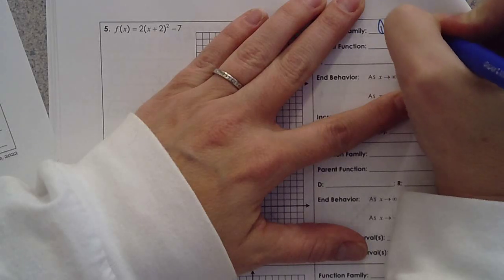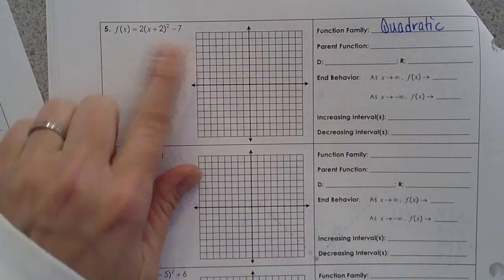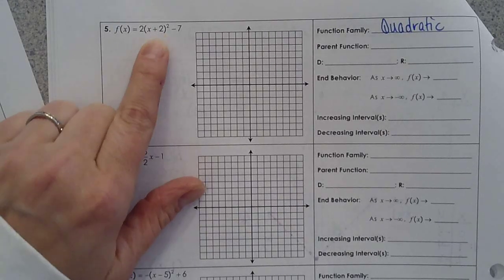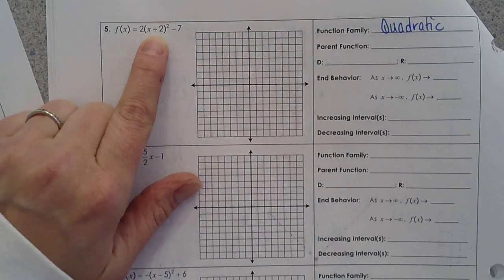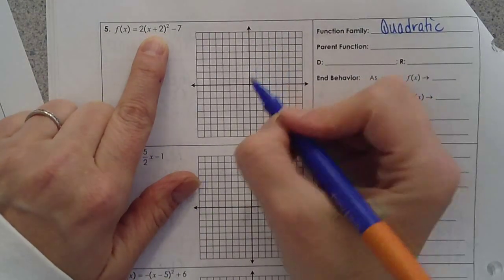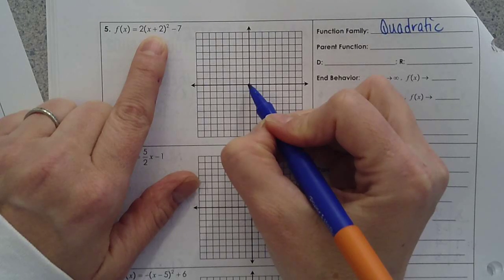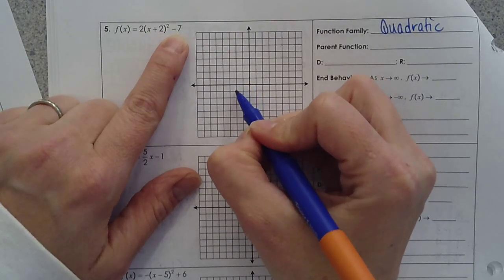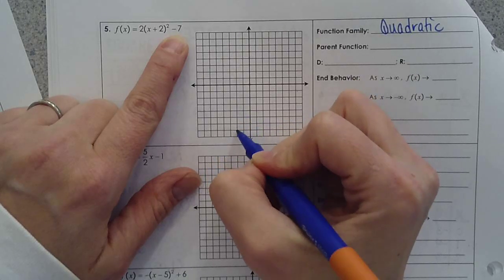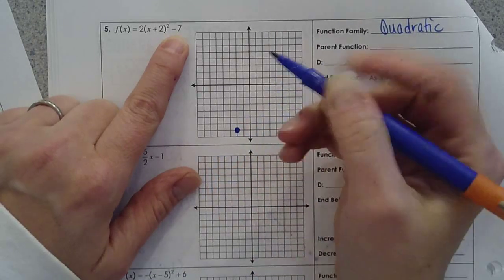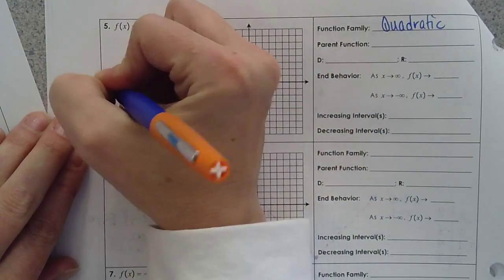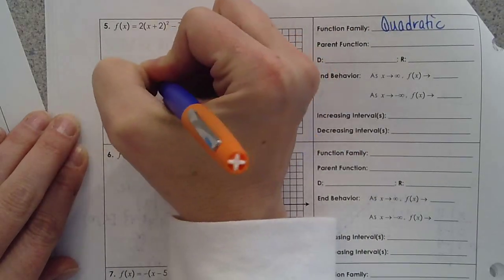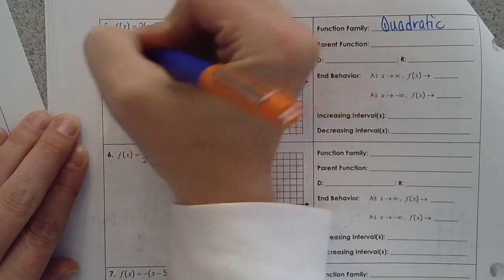Now, to find the vertex, when we're written like this, it's a little different. I have to look at my transformations. This transformation is left 2. So from the origin, I'm going to go left 2 and then down 7. And so my vertex is at -2, -7.